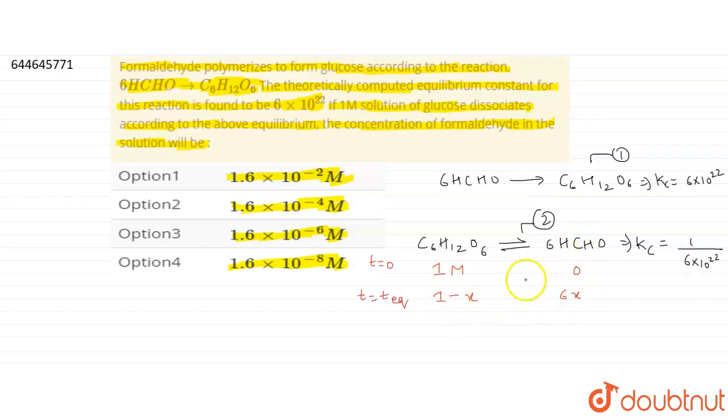Okay, this is how we write the concentrations at equilibrium. We have to find the concentration of formaldehyde, that is the value of 6x.